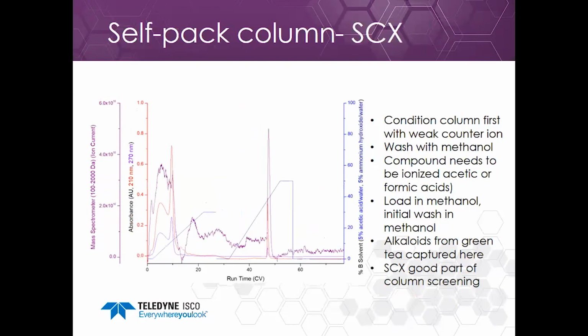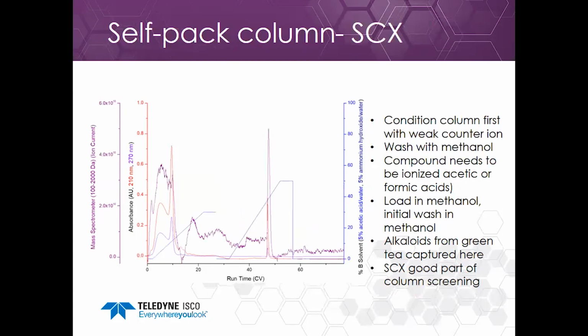The other type of column is a strong cation exchange column. This was a sulfonic acid-based strong cation exchanger. It was conditioned with 1 normal sulfuric acid to form a proton counter ion, which again is very easy to displace with the alkaloids that I want to purify.